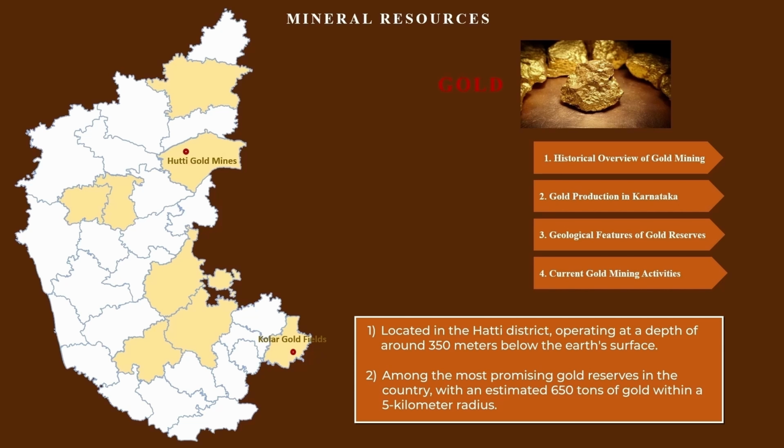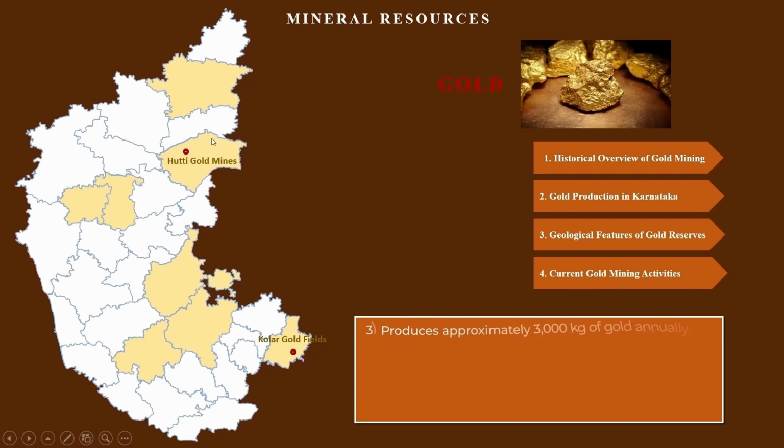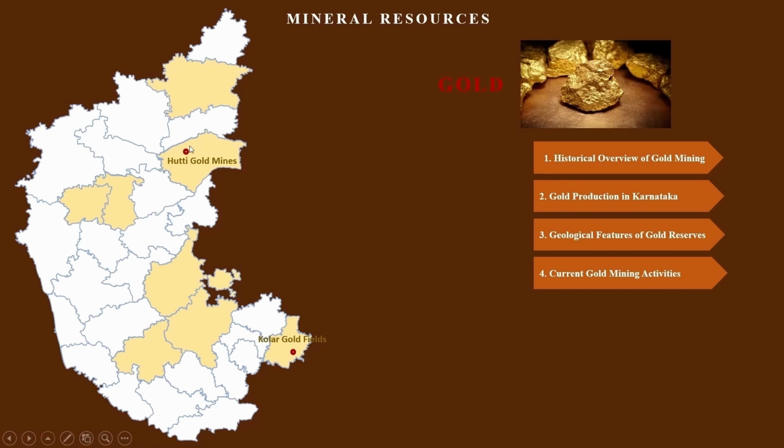So it is estimated that in the Hatti gold mines, there is approximately 650 tons of gold reserves within 5 kilometers radius of Hatti. And presently around 3000 kg of gold is produced annually from the Hatti gold mines. Okay, so leading producer of gold in the country.